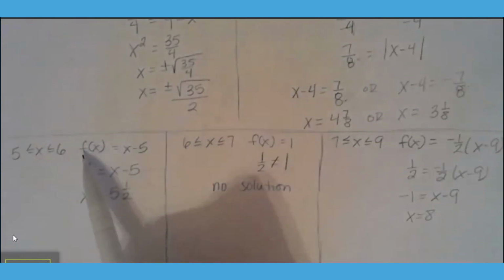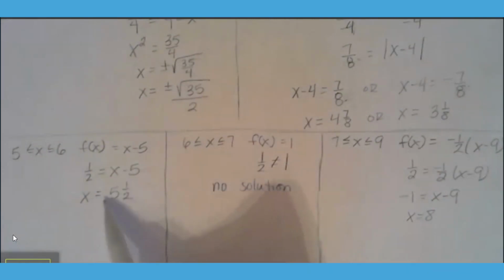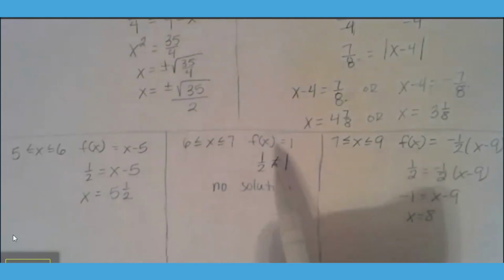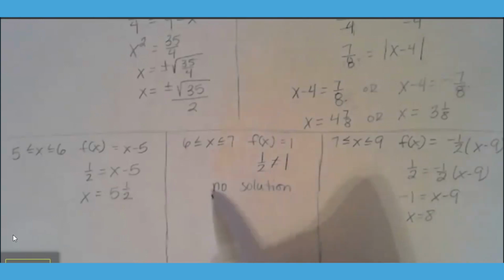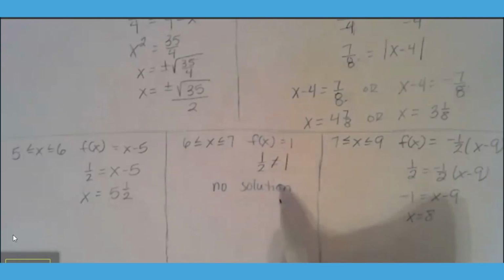So here we know that f of x is 1/2, and I'm able to solve for x and get that x is 5 1/2. Here, when I substitute in 1/2 for f of x, I'm given that 1/2 is equal to 1, which we know is not true. There is no variable x here for me to solve, therefore that is a no solution. There will not be an instance where f of x is equal to 1/2.